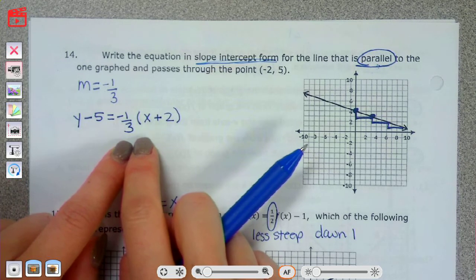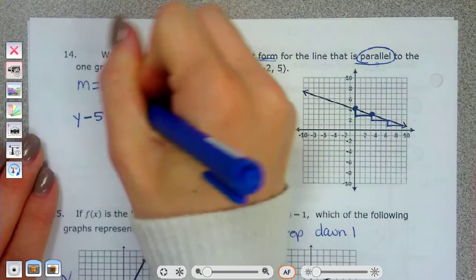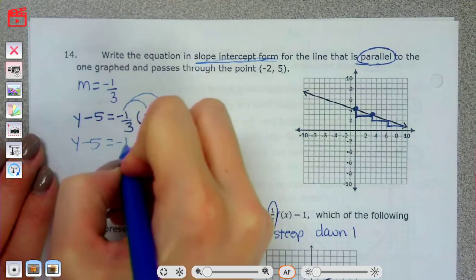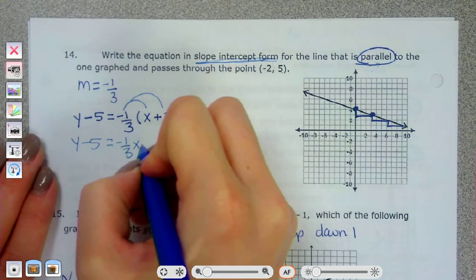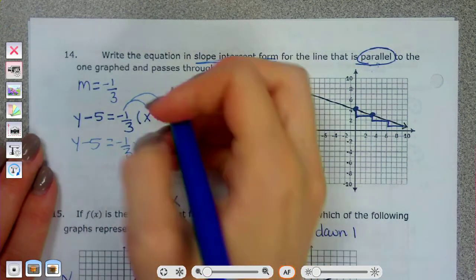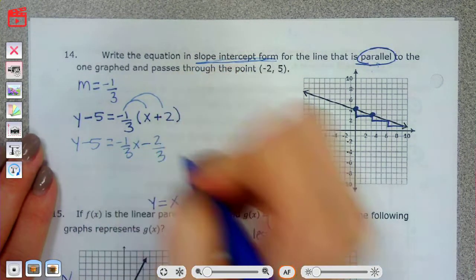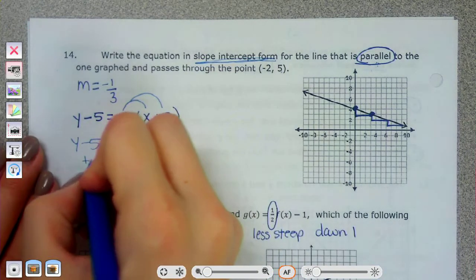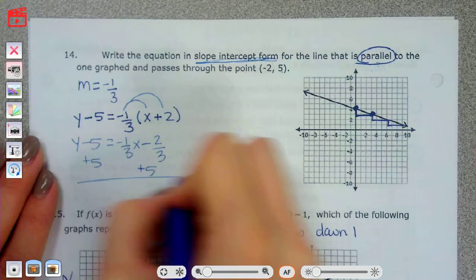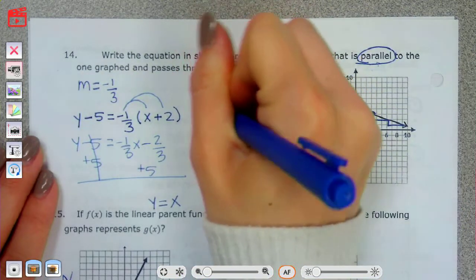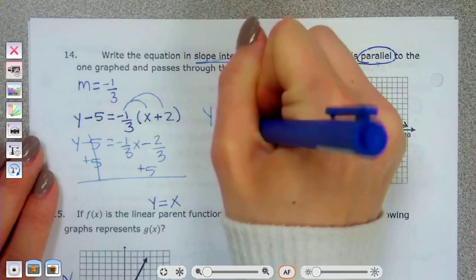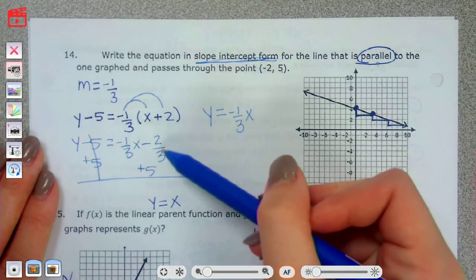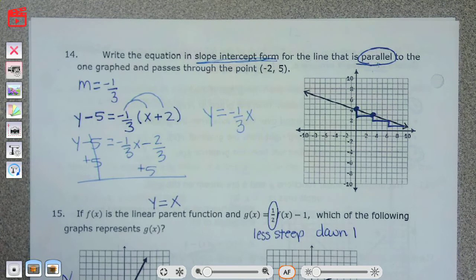Well, this is not slope-intercept form, so we will need to simplify. So we're going to get y minus 5 equals -1/3x minus 2/3. Okay. And then we have to add 5 to both sides. So we're going to end up with y equals -1/3x. And then I've got to use my calculator to figure out what -2/3 plus 5 is.